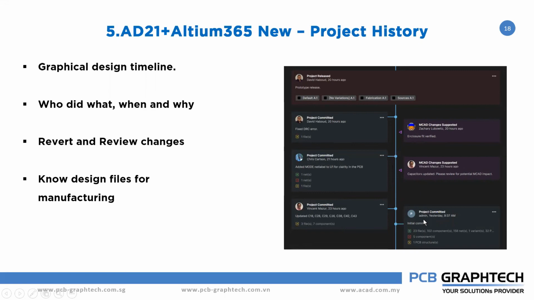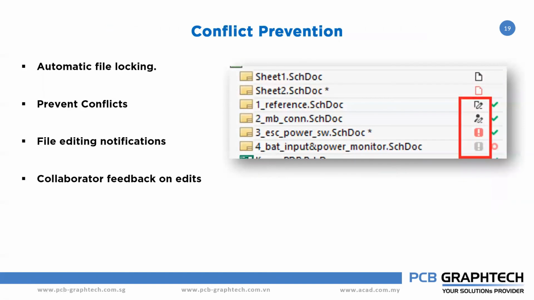If you want to revert changes, for example, your colleague has changed the project and you don't want to accept it, you can revert the changes and go back to the previous version. Also, you can take a snapshot so that you have a duplicate of your original project, and you can send it to your manufacturer or your colleague. All of this can be done in Altium 365 now.